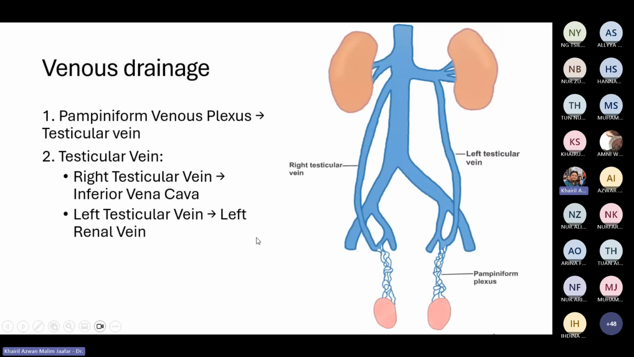Venous drainage: there are a lot of very small veins called the pampiniform venous plexus. They surround the testis and drain the blood into the right testicular vein. The right testicular vein goes into the inferior vena cava. Remember the kidney, renal artery, renal vein: the left testicular vein goes into the left renal vein.